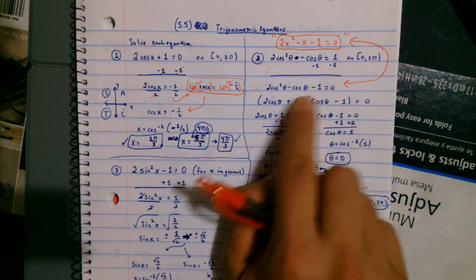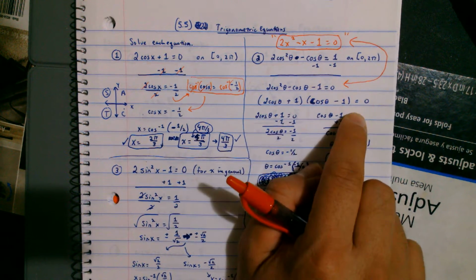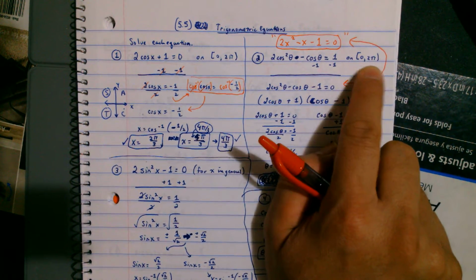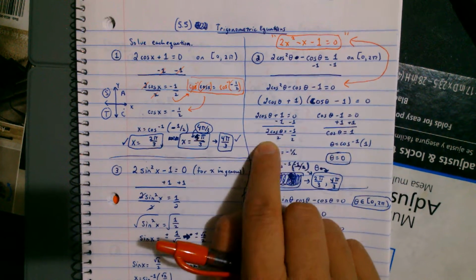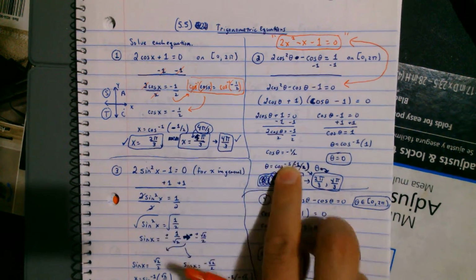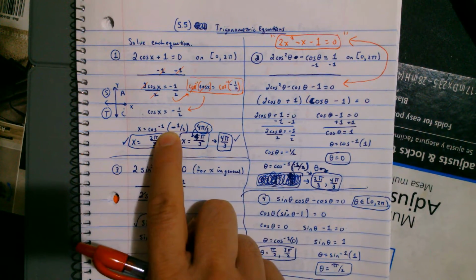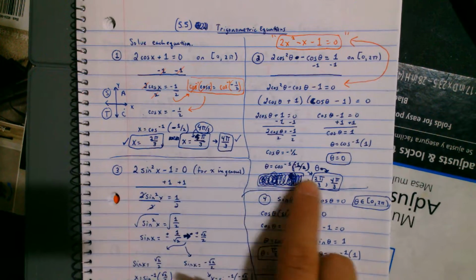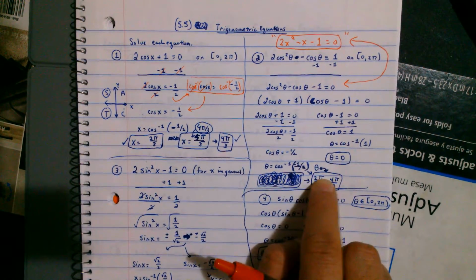You have to factor this out. 2 cosine theta plus 1, cosine theta minus 1. Set each equal to 0. Now this one says 0 to 2 pi as well. So when we subtract 1 from both sides, you get cosine theta equals negative 1/2. But that was over here. So we solved it the same way as we did before: 120 and 240, but now in radians.